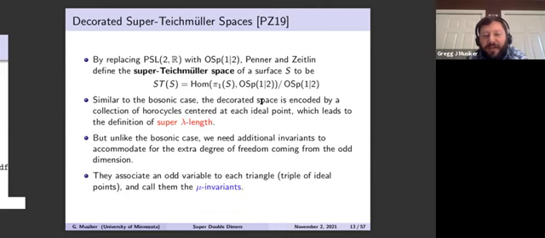And so for every triangle, rather than there just being lambda lengths attached to the edges of the triangle, there's also an odd variable that's attached to the triangle itself. And so we'll think of that as a point in the center of the triangle, or indexed by the face of that triangle.